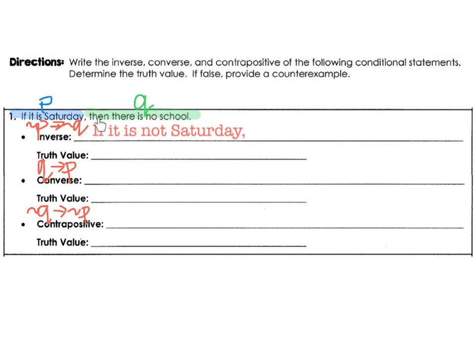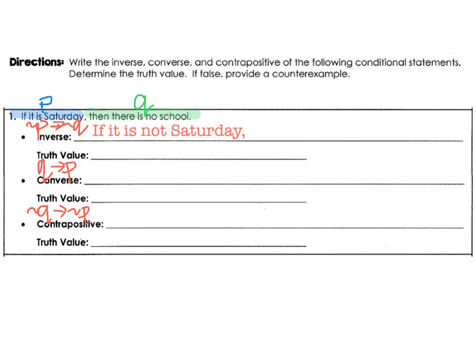Then we want to negate our then statement, or our Q. So then there is no school. It already is negative, right? In order to negate it, we want it to have the opposite truth value. So to negate there is no school, we would say then there is school. That's how we would negate our Q statement. We would change the truth value of it.